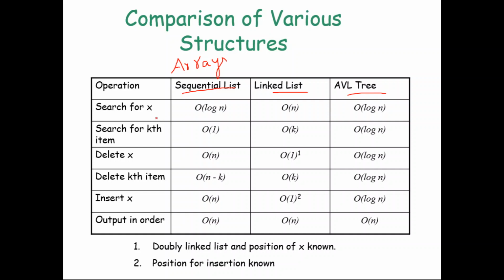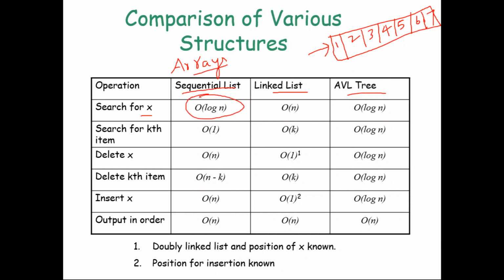So, searching for an item X in a sequential list. Here sequential list means an array, and we also assume that the array contains elements in ascending order. If there are some 10 elements, then it is something like 1, 2, 3, 4, 5, 6, 7, 8, 9, 10. It is never in any other order. In that case, if you want to search for an item X, given that the list is in ascending order, it will take order of log n time.